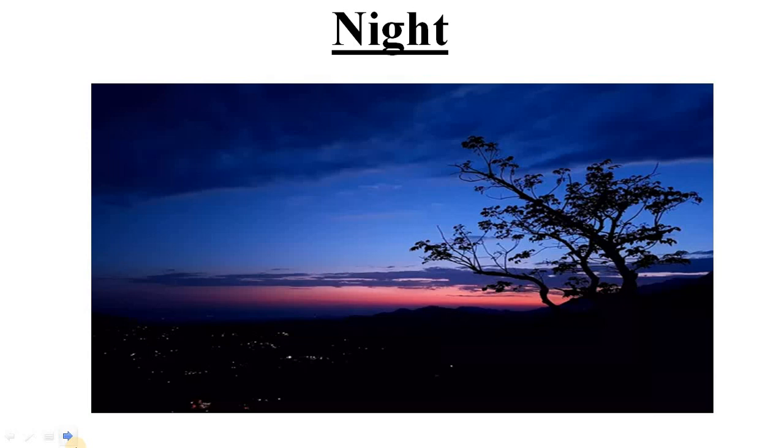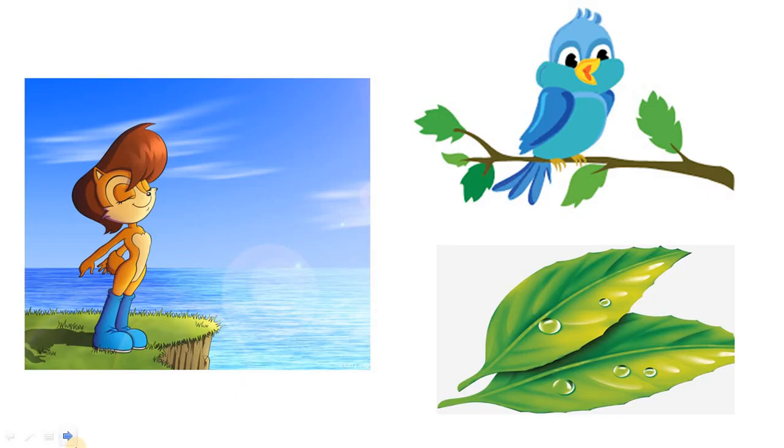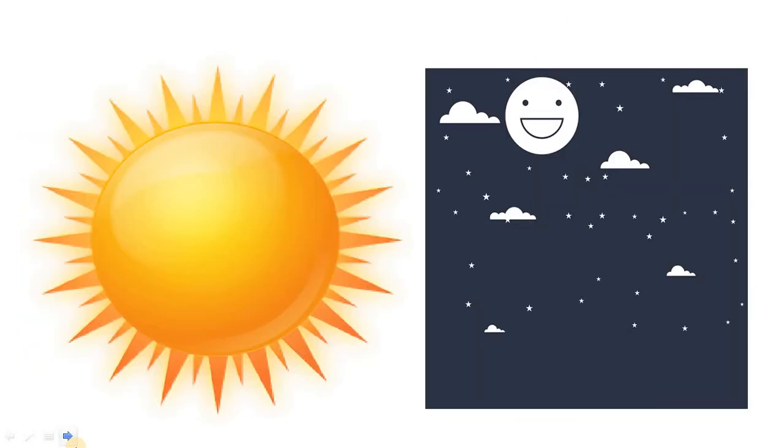In the morning, we get fresh air, chirping of birds, dews on flowers and leaves. In the afternoon, we get sunlight. In the evening, the sunlight gets dim and night starts with darkness.